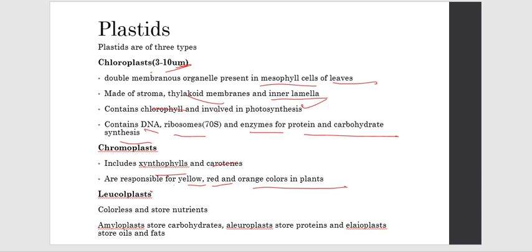So now come towards leucoplasts. They are colorless and store nutrients. Their main function is to store nutrients, and we can further classify the leucoplasts depending upon the type of nutrient which they store. So amyloplasts are those leucoplasts which store carbohydrates. Aleuroplasts are those that store proteins, and elioplasts store fats.